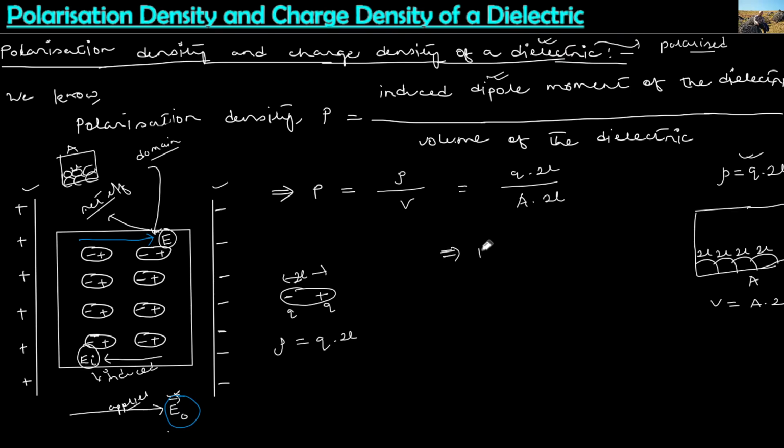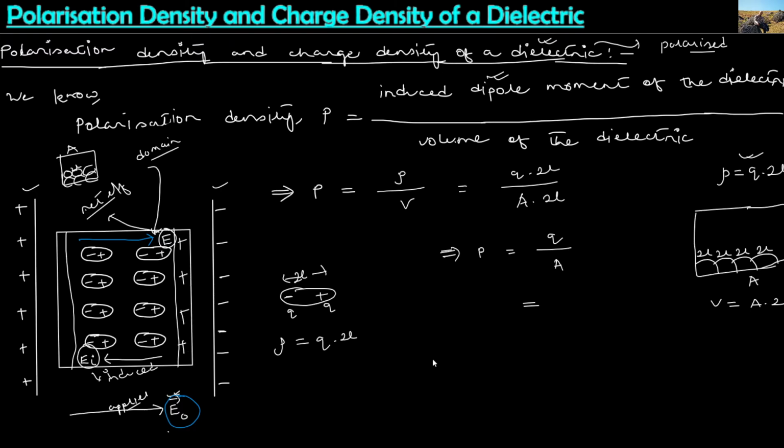So you will get P equal to 1 times Q divided by A. So what is this Q divided by A? This Q divided by A is what is known as surface charge density. Because if I consider this dielectric substance along this end, and this end, along that end and this end of the dielectric, it will acquire net positive charge.